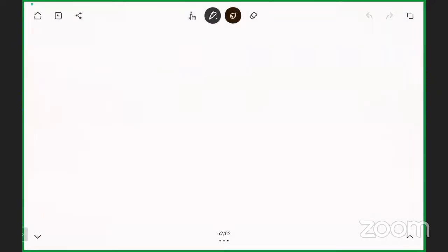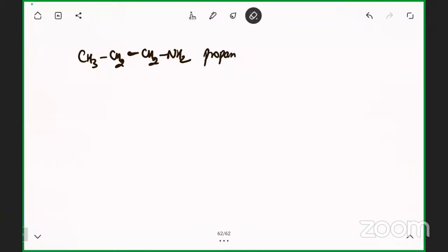Let's first continue with a small example. CH3, CH2, CH2, NH2. Name. Propenyl amine. Propane. No, propyl. Propylamine. Propylamine. Very good.